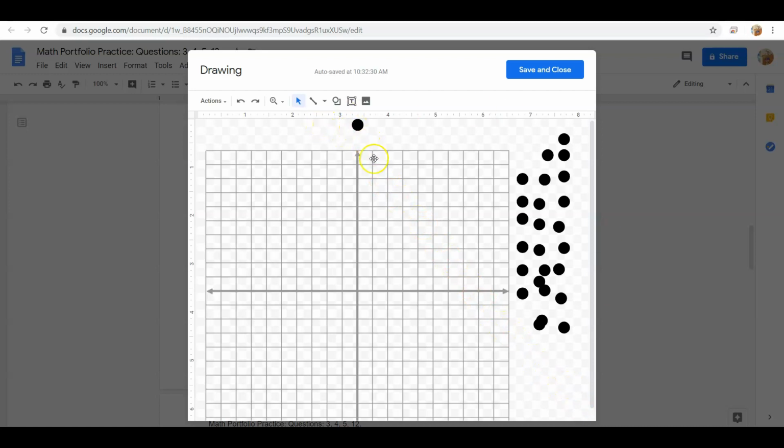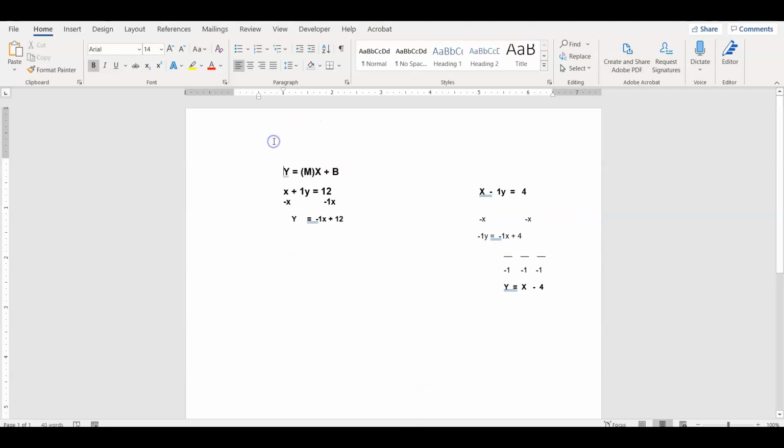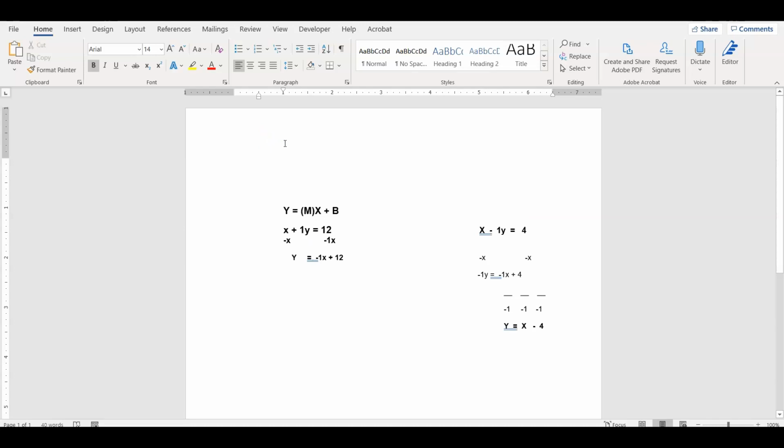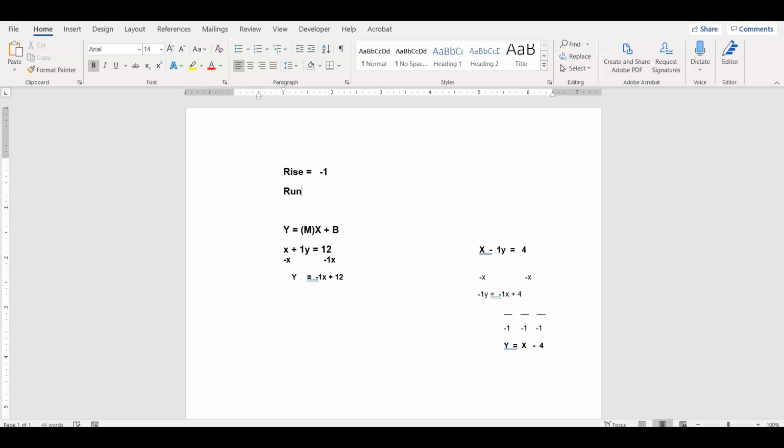Do it one more time. So the slope is negative, and it's -1. A -1 slope, and if we use rise over run to explain this, the rise equals -1, and the run is going to equal 1. Because if the slope is not a fraction, we need to make it a fraction.